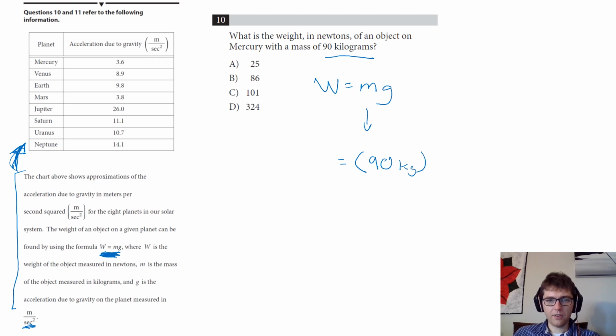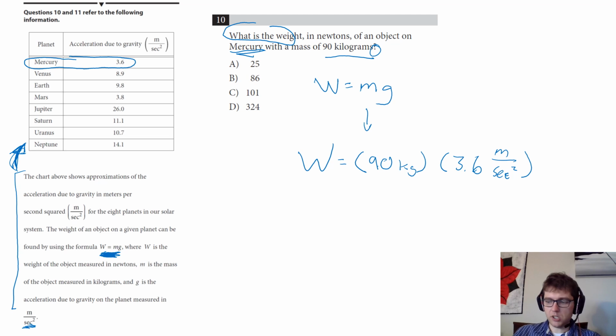You have that it is on Mercury. So from your table, you can get that the planet is Mercury. The acceleration g is 3.6 meters per second squared. And they're asking what is the weight. So W is what you're looking for.